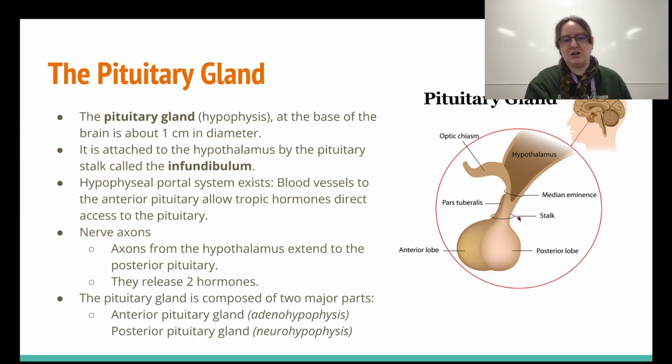So the stalk, or the infundibulum, has a nerve tract that goes down into the posterior lobe. The posterior lobe is under direct control of the nervous system, while the anterior lobe is under control of the endocrine system. That's the hypophyseal portal system: blood vessels to the anterior pituitary direct tropic hormones, direct access. So he's getting hormones from other glands telling him, hey, we're done, maybe you can lower the dosage of what you're putting out. There's a feedback loop into the anterior lobe that is not happening to the posterior lobe, which is why the anterior is called the adenohypophysis, and the posterior is called the neurohypophysis, because he's under control of the central nervous system.